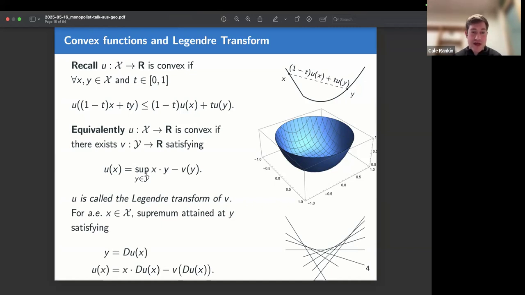Basically, a function u is convex if it's a supremum of affine supports, i.e. if it's of the form sup of x dot y minus v of y for a given function v. And that's looking like the expression we had on the previous page. Let me just remind you of a few more points. For almost every x in our domain, that supremum is attained at a y which satisfies y is equal to du of x. And then, of course, because that supremum is attained, we have the expression u of x is equal to x dot du of x minus v of du of x.